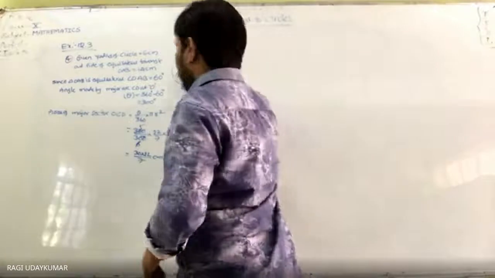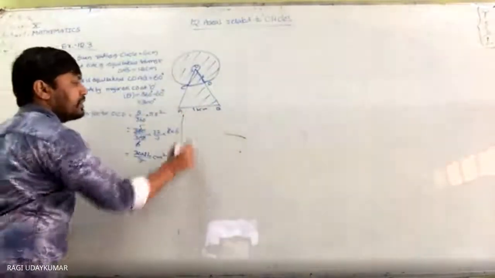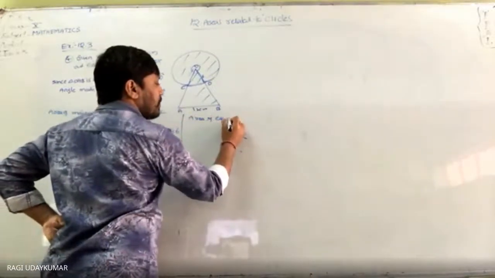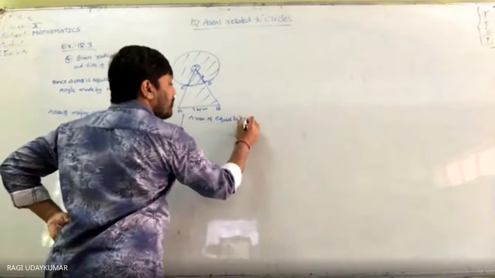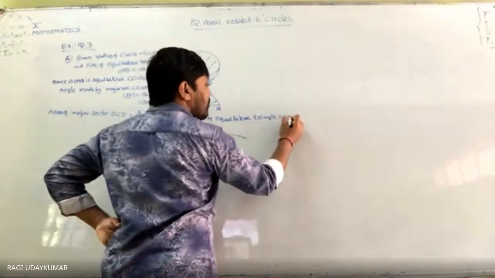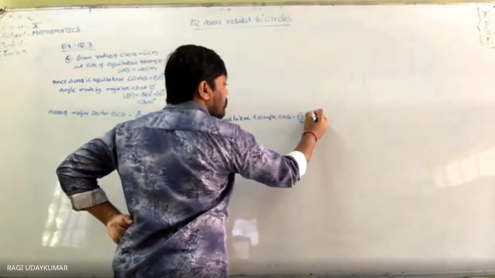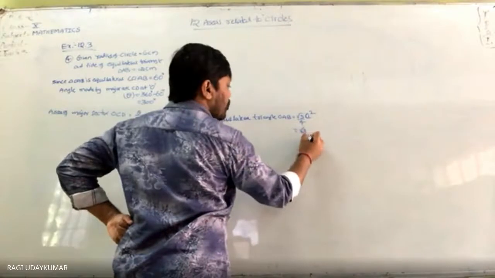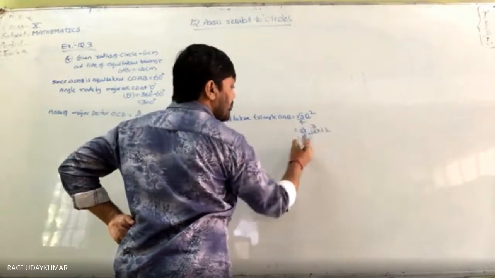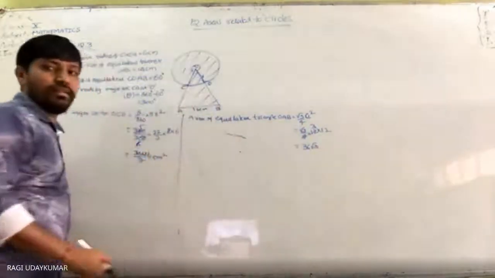Now the area of the equilateral triangle. So what is the area of an equilateral triangle? Area of equilateral triangle OAB is equal to root 3 by 4 a square. So the side is 12 here: root 3 by 4 into 12 square. 12 into 12, 4 ones are 4, 3 fours are 12, so we get 36 root 3. Then add both.